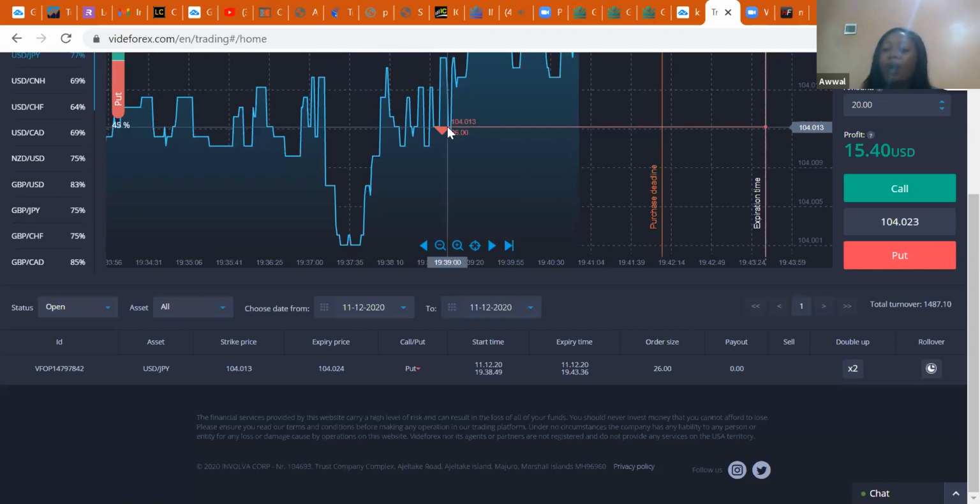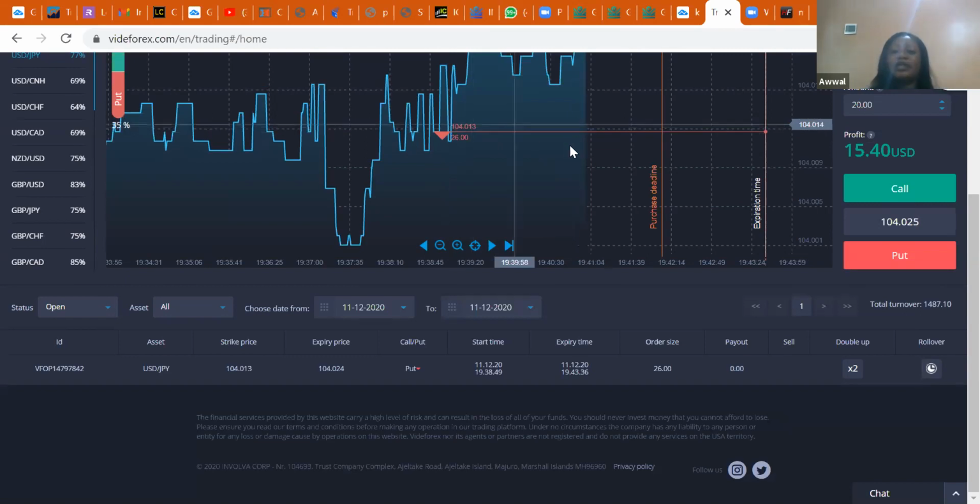Remember, for a sell, I want price to close below my entry price. The red line here is my entry price for the sell. So for a sell in binary, you want price to close below your entry. For a buy in binary, you want price to close above your entry.